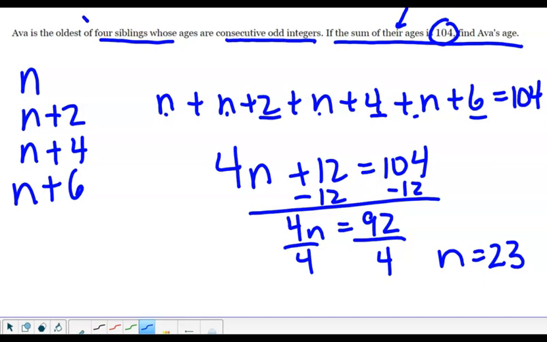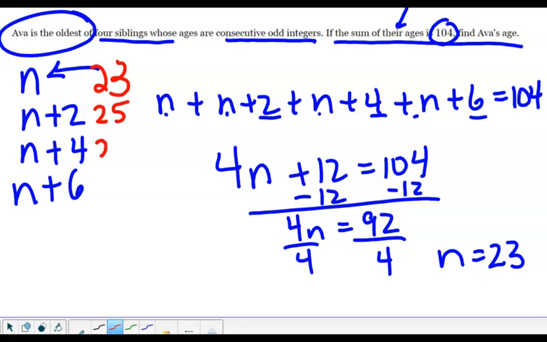Now it says Ava is the oldest. And 23 is this one. So 23 is the youngest. So then the next one would be 25, 27, and 29. So Ava is 29.